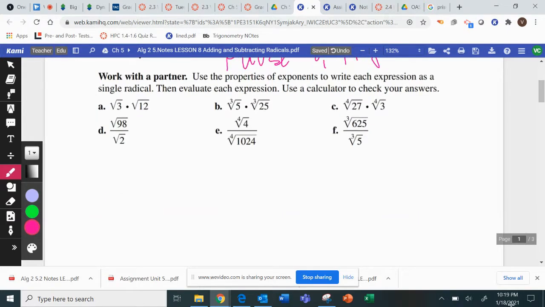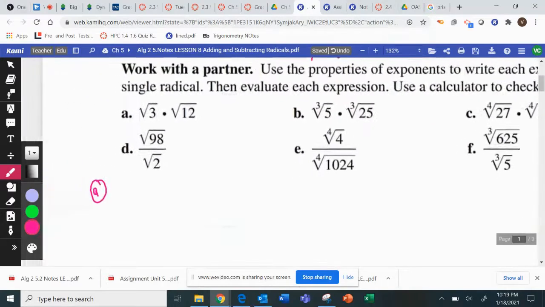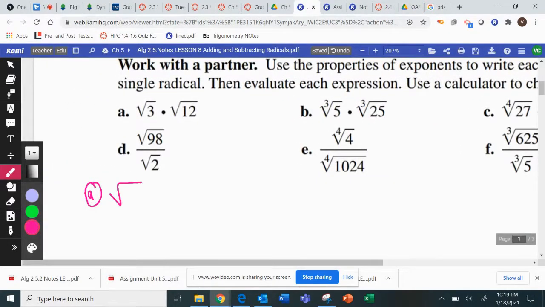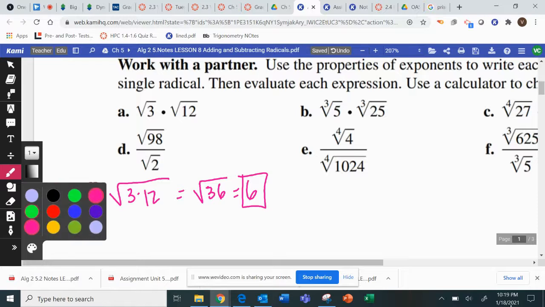Okay, so question A. Square root of 3 times square root of 12. That is the same thing as square root of 3 times 12, which is the square root of 36, which is 6. Question B.